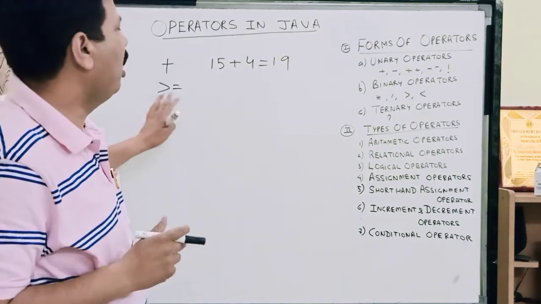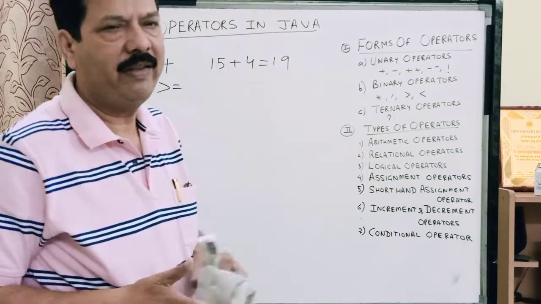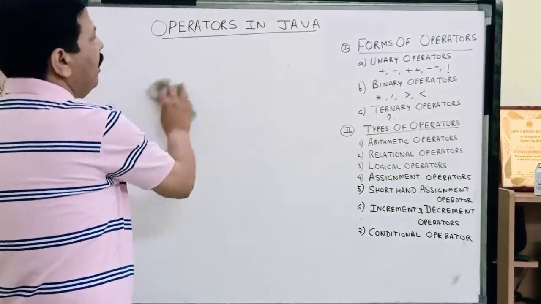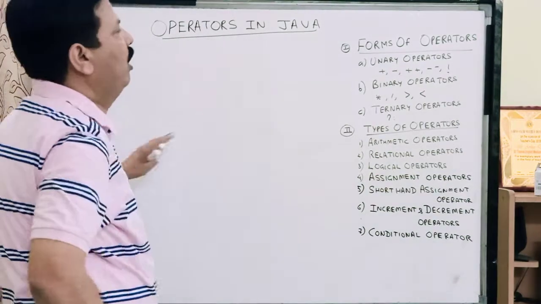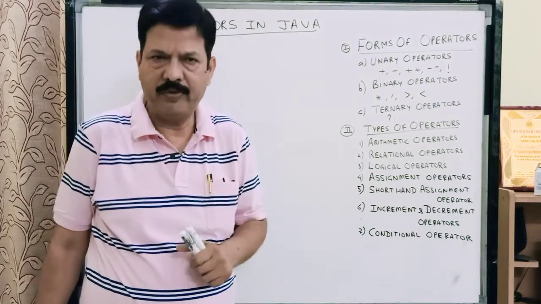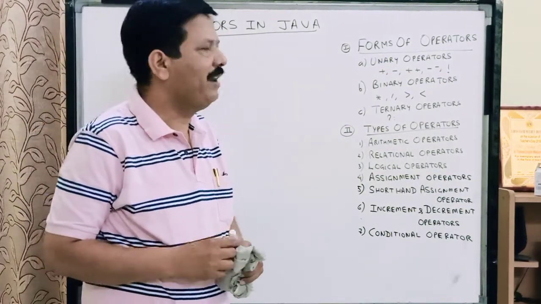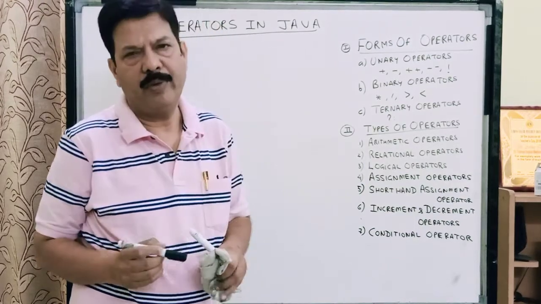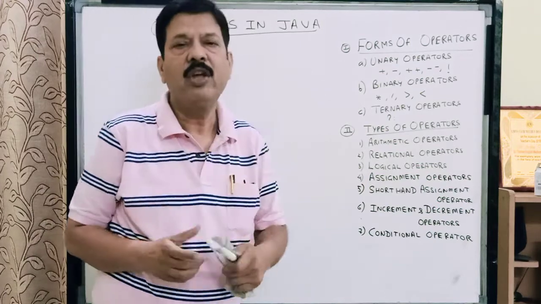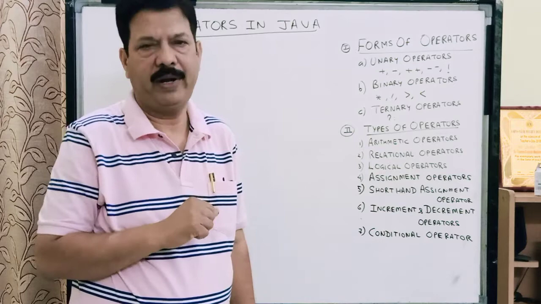So children, now regarding operators, we have classified them into forms. We have classified operators into three forms, and these three forms are unary operators, binary operators, and ternary operators. So children, if we talk about unary, unary operators are those operators which work on one operand.